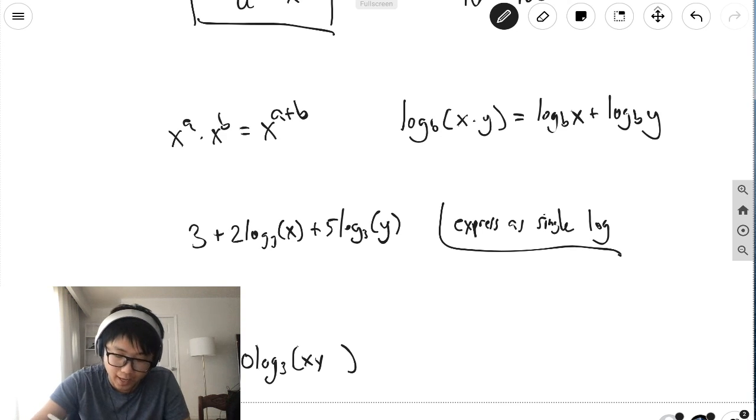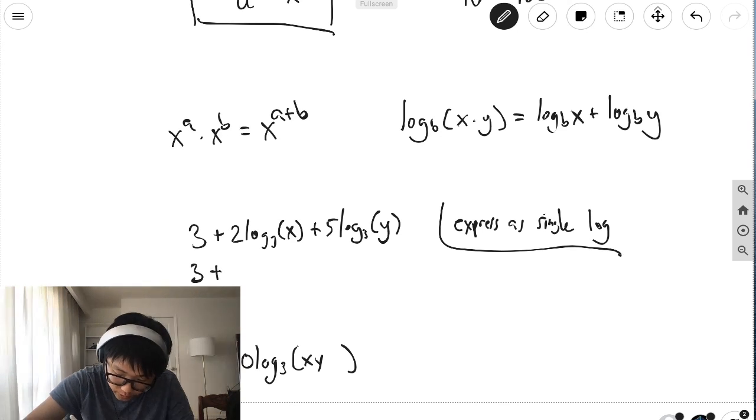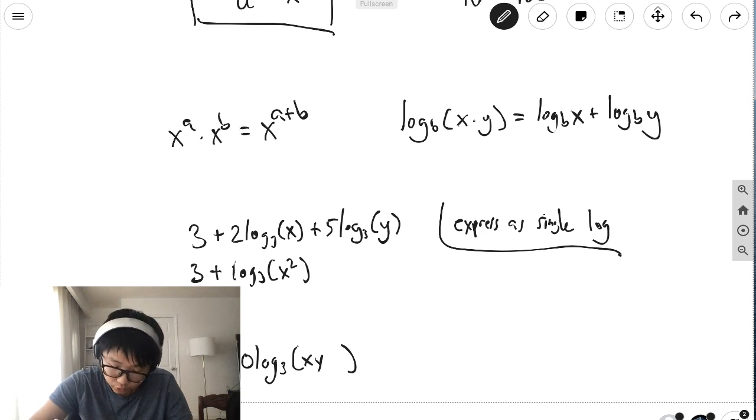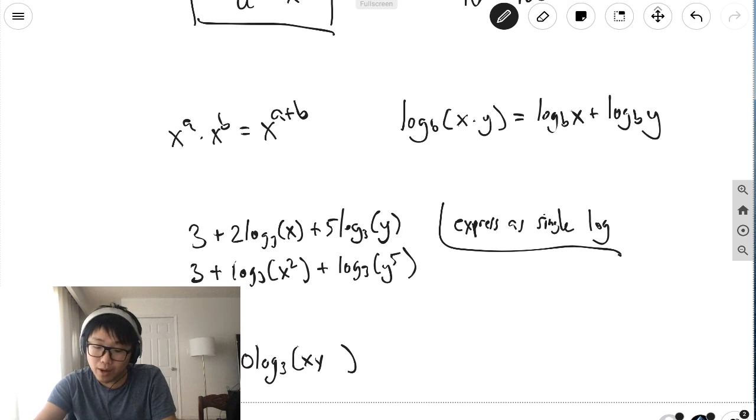Your first move should actually be bringing the 2 up there. So this becomes log base 3 of x squared, because I can't combine them unless I don't have any coefficients in front of them. You have to bring it up first. So I bring it up there. This one also, I bring it up there, and I get y to the power 5. Now I can combine them.